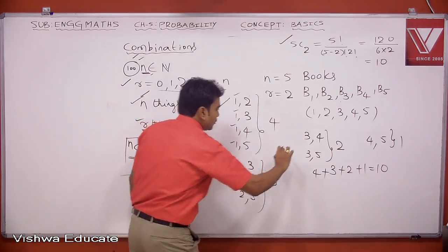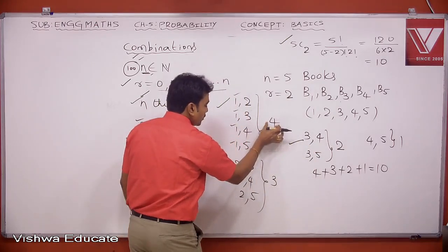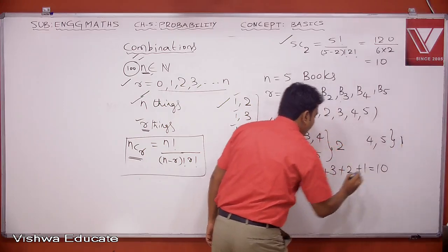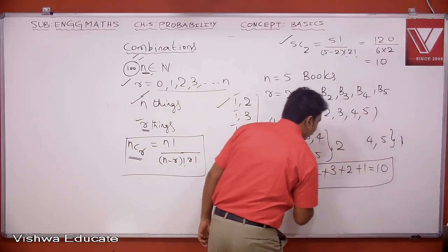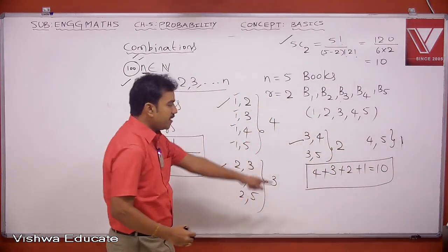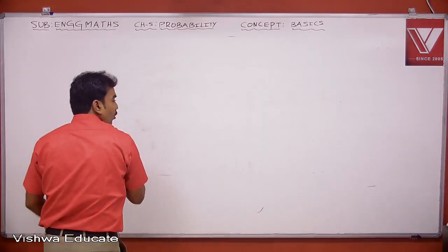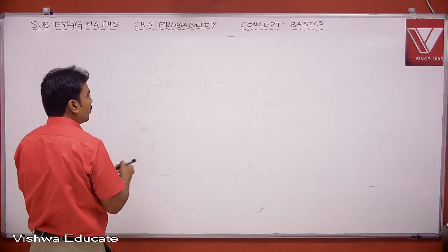Note these points also. So here 4 chances, 3 chances, 2 chances and single chance. So the total number of chances is 4 plus 3 plus 2 plus 1. It is 10. Now let us write a few formulae based on combinations.